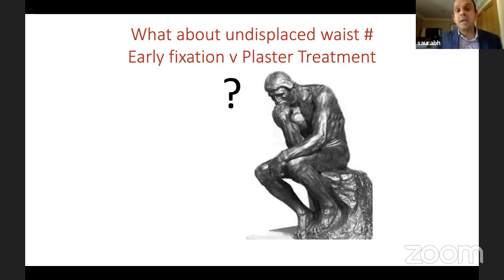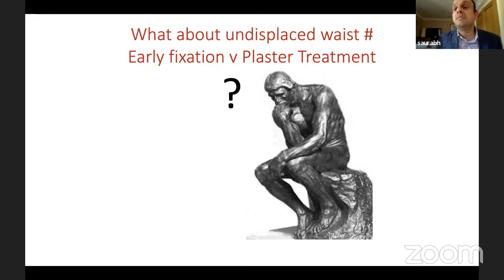Then another question that can come up in the exam is, what about undisplaced waist? So we know displaced waist will operate, but an undisplaced waist. So would you want to fix it or a plaster? Now, by and large, 90% undisplaced waist in my practice, I would give a plaster slab for 6 weeks and then get their wrist going.